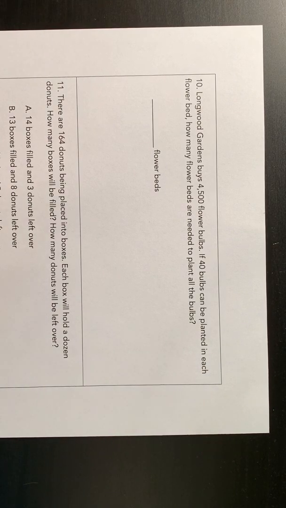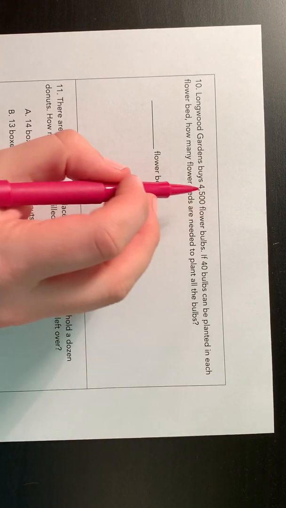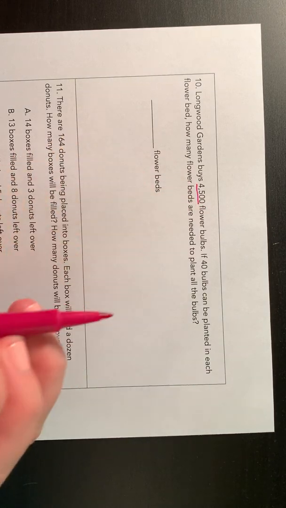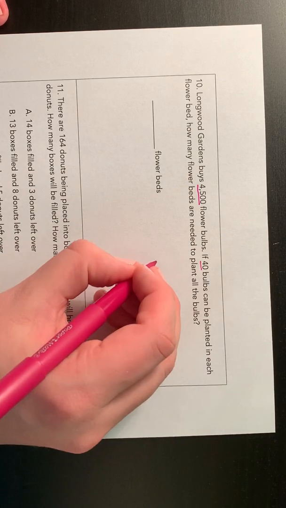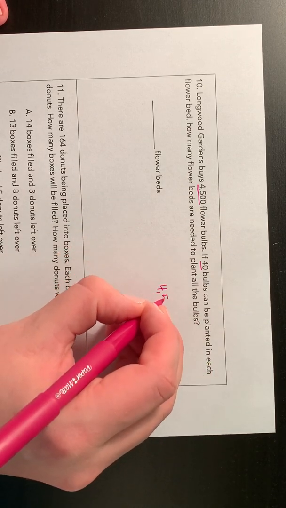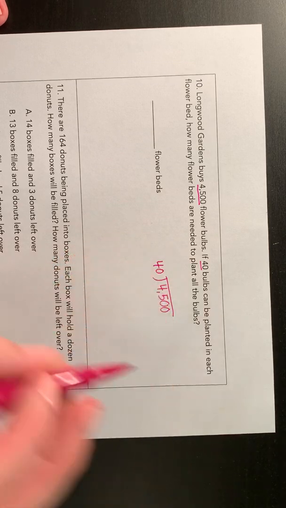Longwood Gardens buys 4,500 flower bulbs. If 40 bulbs can be planted in each flower bed, how many flower beds are needed to plant all the bulbs? So here we have division again, 4,500 bulbs and 40 in each flower bed. So we're going to divide 4,500 into 40 bulbs per bed.